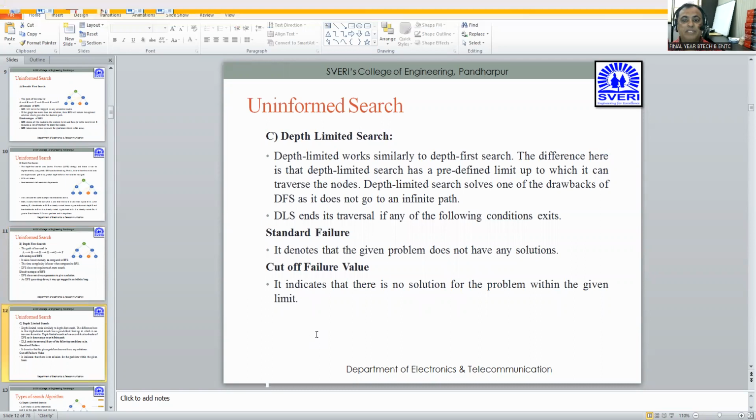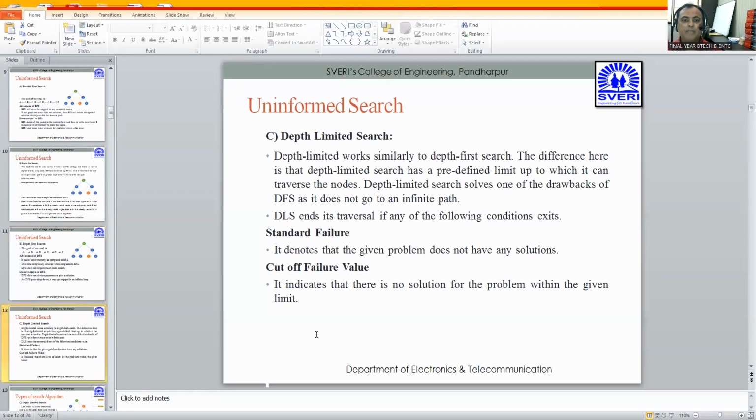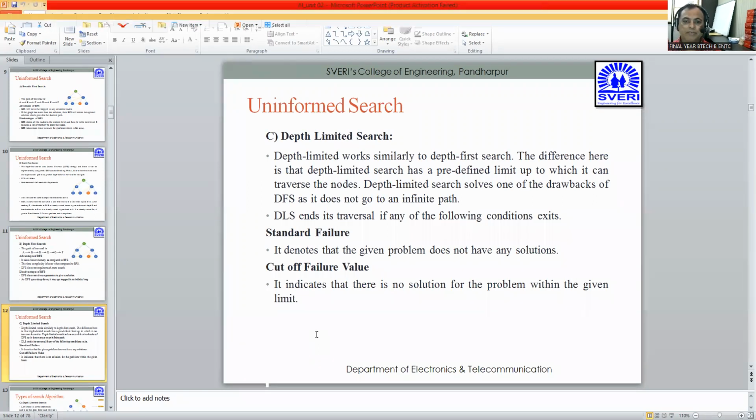Then the depth limited search. Depth limited search is very much similar to the depth first search. Here the depth limited search solves one of the drawbacks of DFS, that is going into an infinite path. So DFS has the issue that it may go down an infinite path, but the depth limited search will limit it. The DLS ends its traversal if one of the conditions is followed.